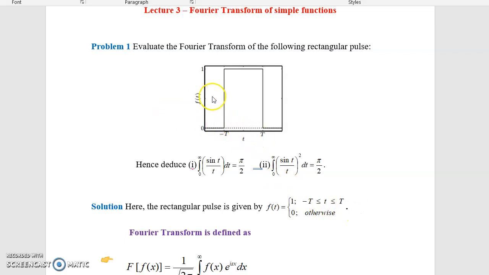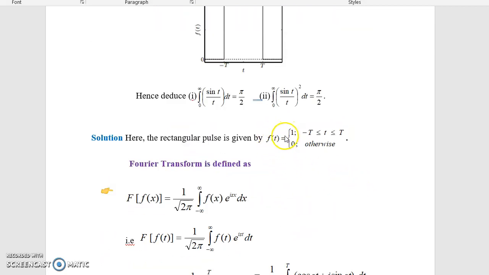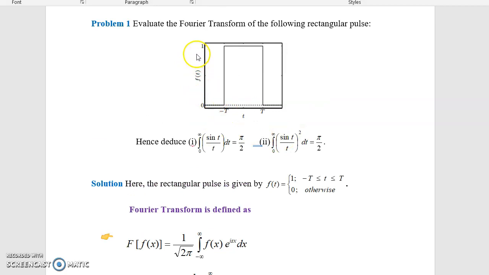In other intervals, that is to the left of minus T and to the right of plus T, if you observe, the function is taking the value 0. So f of t is going to be 0 on both sides. So this is how the function f of t is defined. The function f of t is 1 from minus T to plus T and 0 otherwise. So for this f of t, this is the rectangular pulse we have represented.